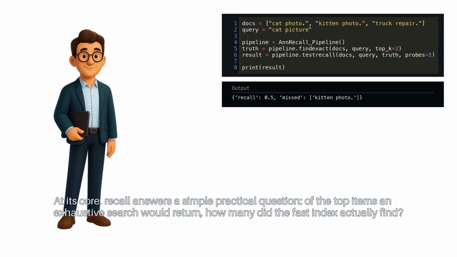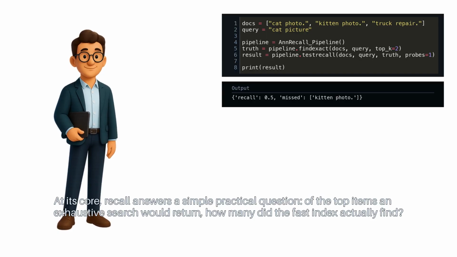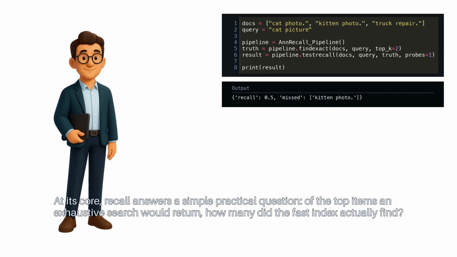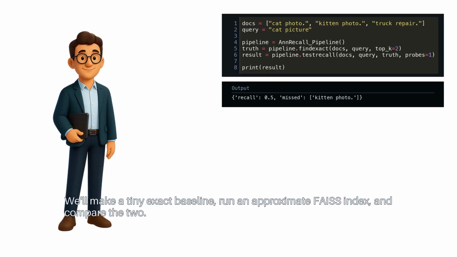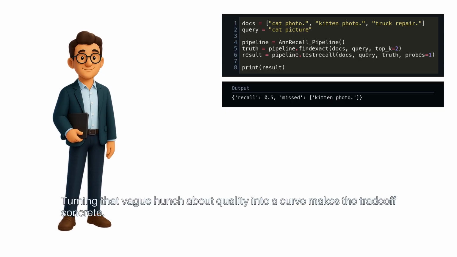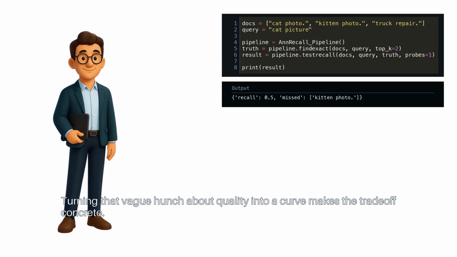At its core, recall answers a simple practical question. Of the top items an exhaustive search would return, how many did the fast index actually find? We'll make a tiny exact baseline, run an approximate FAISS index, and compare the two. Turning that vague hunch about quality into a curve makes the trade-off concrete.